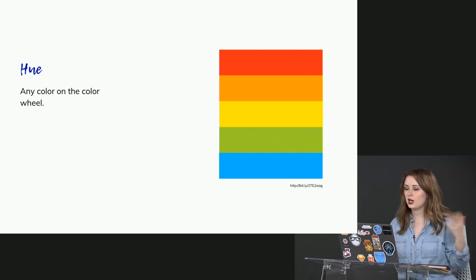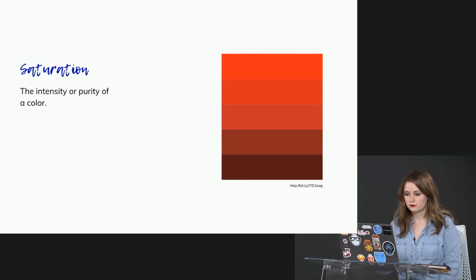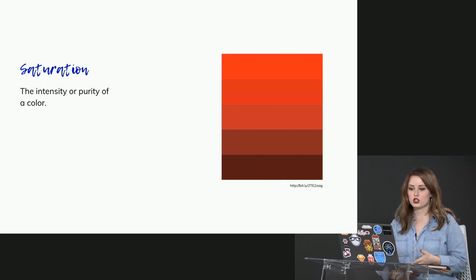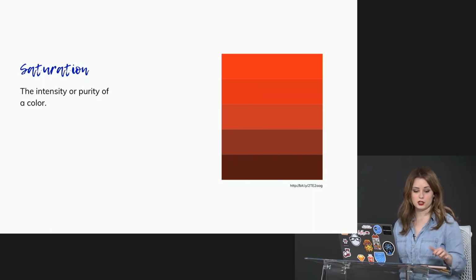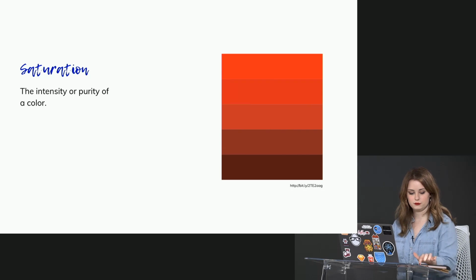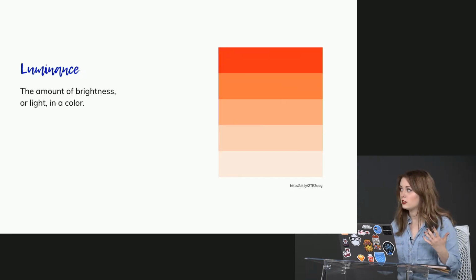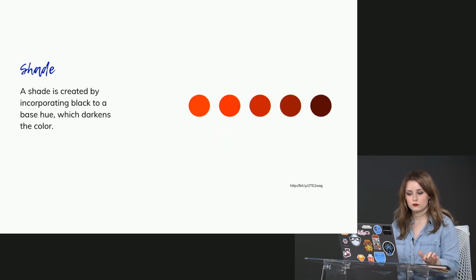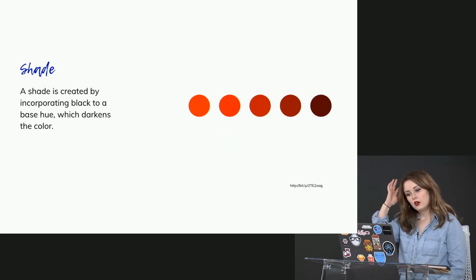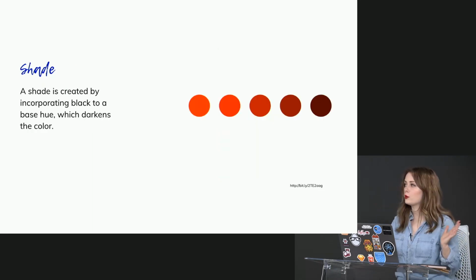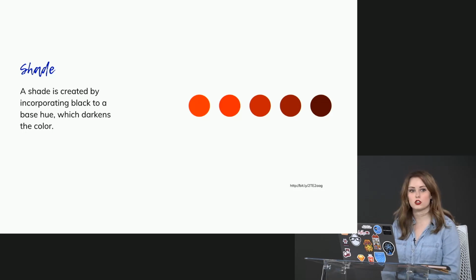So hue is just any old color on the color wheel. Saturation is the intensity or the actual purity of a color. Luminance is the amount of brightness or light in a color. A shade, you create by incorporating black into a base hue, and this will darken your color.